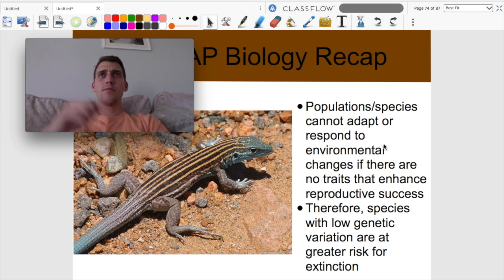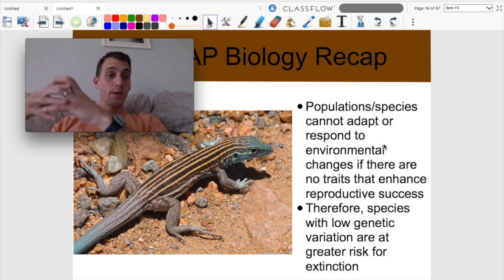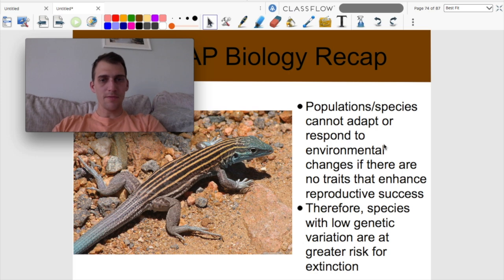That's why we refer to species endangerment as a vicious cycle, right? Because once there's very few of them, there's very little genetic variation, and once there's little genetic variation, they're at even higher risk of going extinct in the first place.